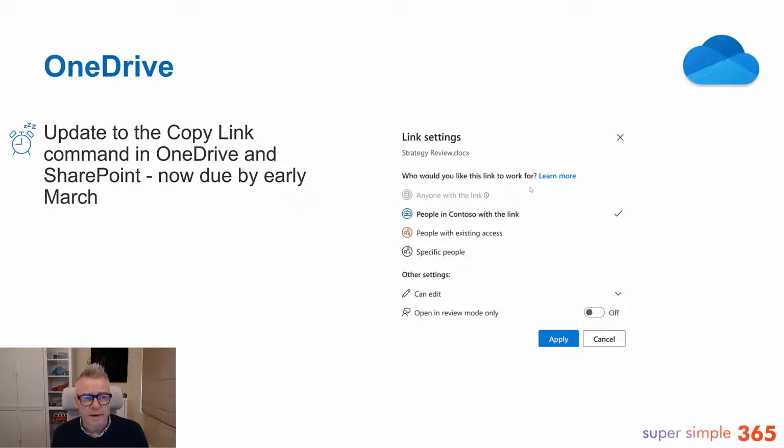This update to the copy link command is due early March, so anytime now, I guess. So you know that when you create a link in OneDrive, it's a very simplified interface you get. Well, you're going to get this one now. You'll recognise this type of interface from doing anything else in OneDrive. It's very similar to just sharing it normally, but when you're creating a link this time, you're copying a link. You can see here that you can do little things like manage who can edit it, or can they edit it, opening in review mode only, etc.